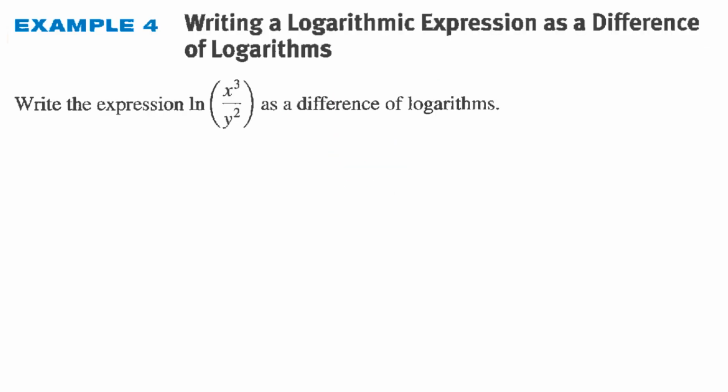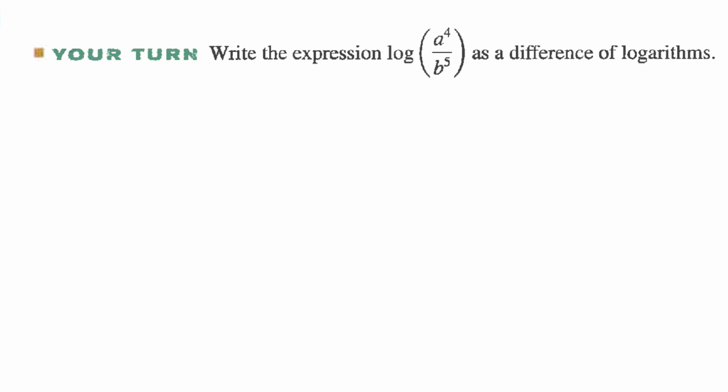All right, so let's expand these using the difference property. So the natural log of x cubed minus the natural log of y squared, and bring your powers to the front. 3 natural log of x minus 2 natural log of y. Your turn. This is log base 10, a to the 4th minus log base 10, b to the 5th. We'll bring the 4 and the 5 to the front. 4 log a minus 5 log b.